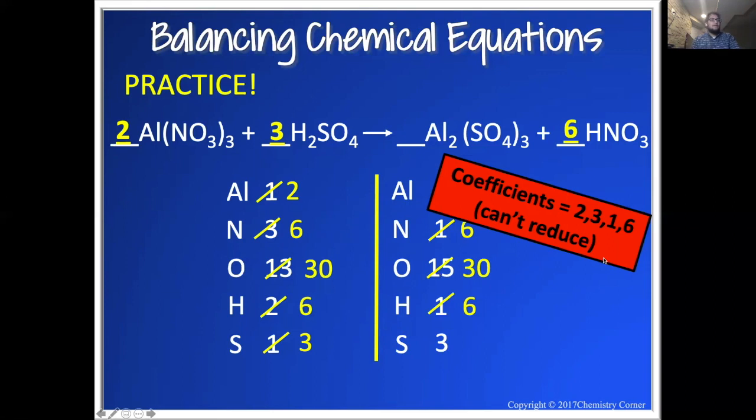And I look at my coefficients, I've got 2, 3, 1, and 6. They don't have a common factor, right? I can't divide each of these by the same number and get a whole number out of them. So I know that they're in the lowest form. I know that my equation is balanced and that my answer is correct.